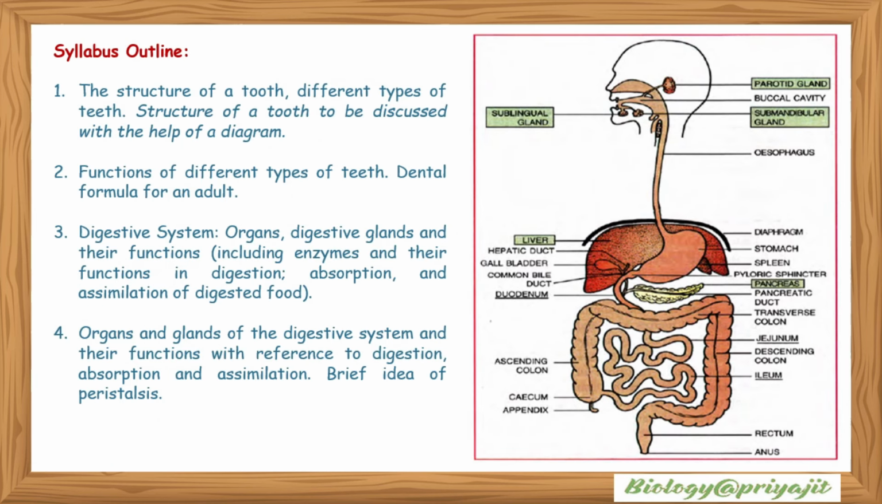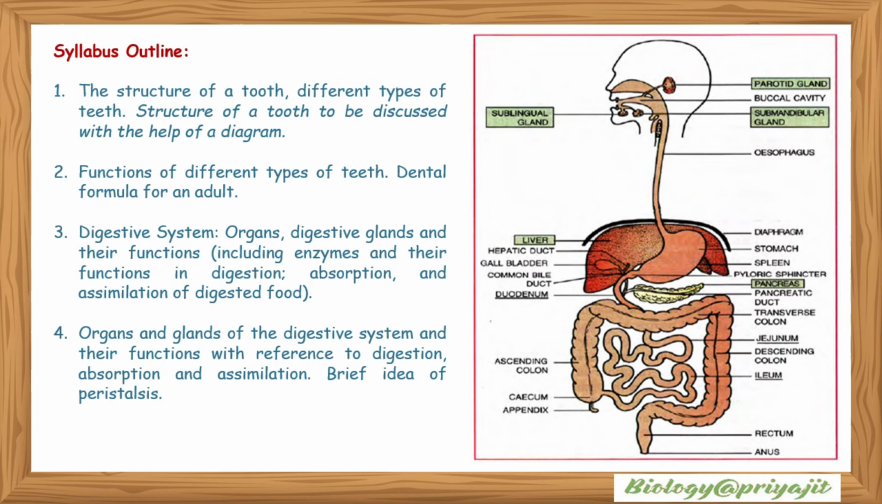Syllabus: the structure of a tooth, different types of teeth, structure of a tooth to be discussed with the help of diagram, functions of different types of teeth and dental formula for an adult. Digestive system: organs, digestive glands and their function including enzymes and their functions in digestion, absorption and assimilation of digested food. Finally, we should know organs and glands of the digestive system and their functions with reference to digestion, absorption and assimilation, and a brief idea of peristalsis.